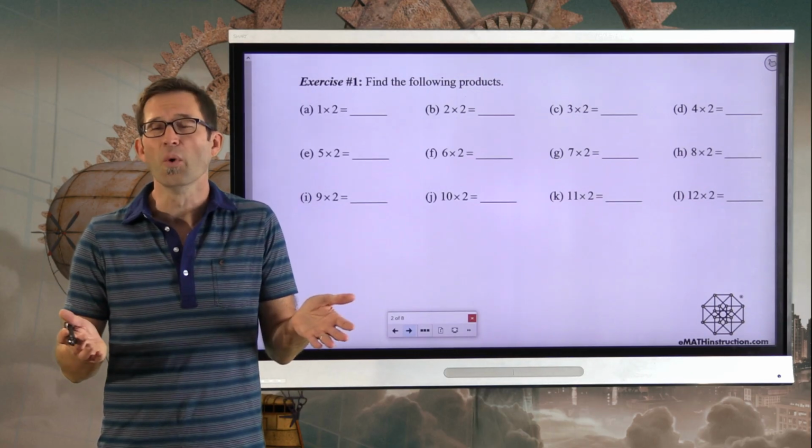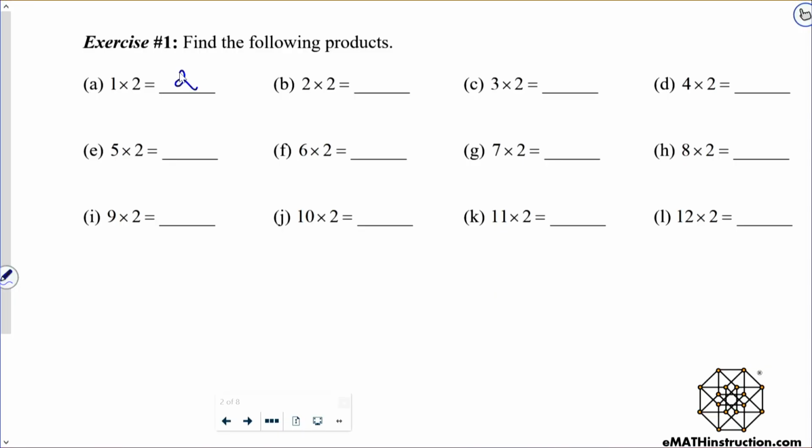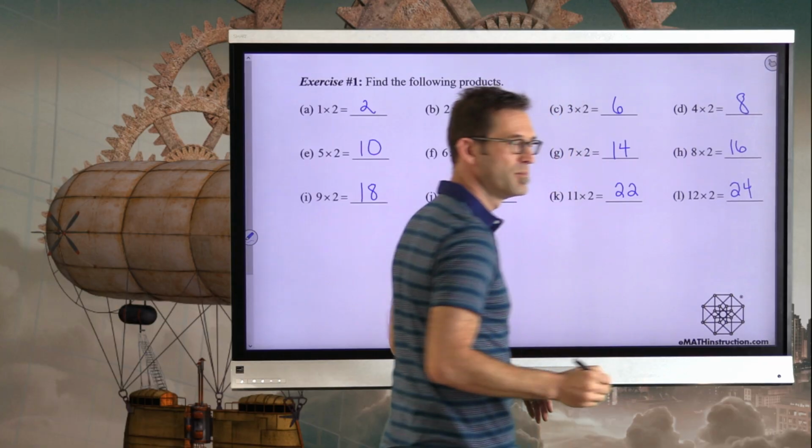All right, let's do it. Simple enough, right? 1 times 2 is 2. 2 times 2 is 4. 3 times 2 is 6. 4 times 2 is 8. 5 times 2 is 10. 6 times 2 is 12. 7 times 2 is 14. 8 times 2 is 16. 9 times 2 is 18. 10 times 2 is 20. 11 times 2 is 22, and 12 times 2 is 24.